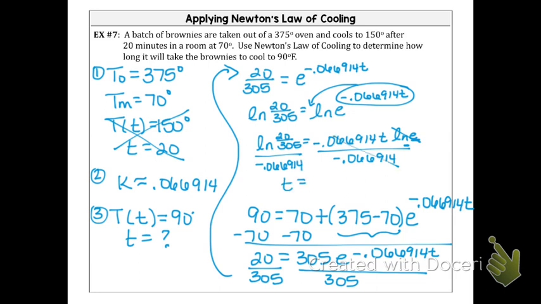And so t equals, type in your calculator, the natural log of 20 divided by 305, close the parenthesis, all divided by the negative 0.066914. And we get that t is approximately 40.7176 minutes. So in approximately 41 minutes, the brownies will cool to 90 degrees Fahrenheit.